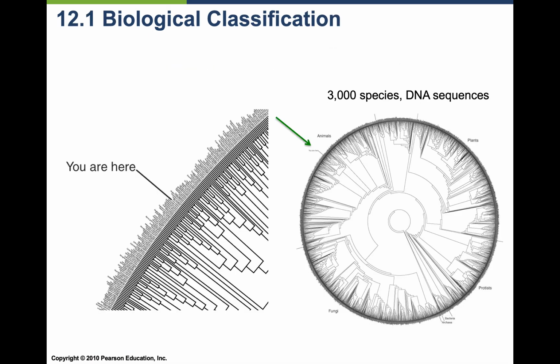Okay, so we've talked a little bit about tree thinking and classification, and if you look at where you are, if this represents only about 3,000 species on Earth, with humans, you're sitting right here, and you can see it. It says Homo sapiens, sitting right there.